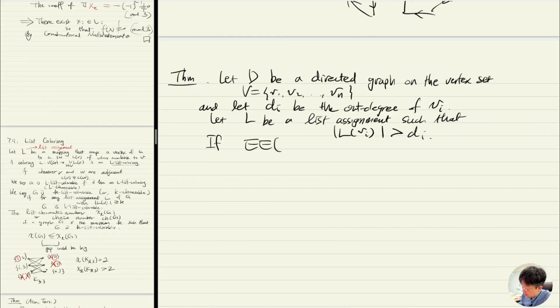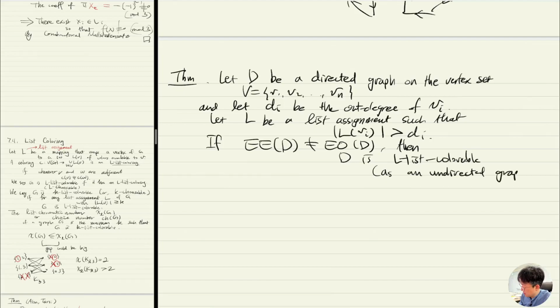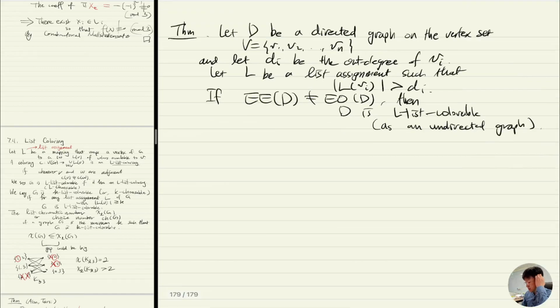the number of even Eulerian subgraphs is different from the number of odd Eulerian subgraphs, then D is L-colorable as an undirected graph, right? So this is the theorem that we're going to prove, and this is the theorem that we will use the combinatorial Nullstellensatz for.